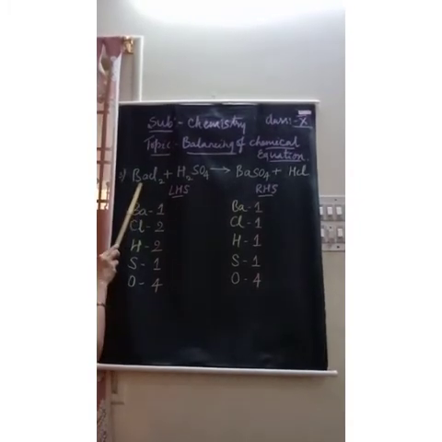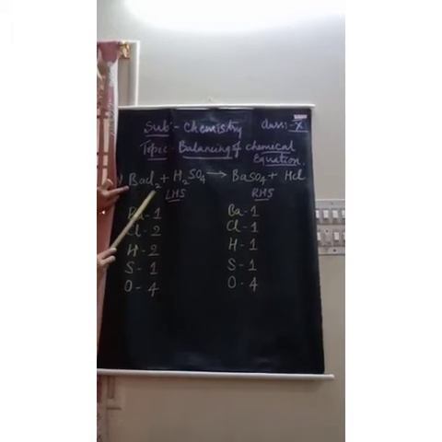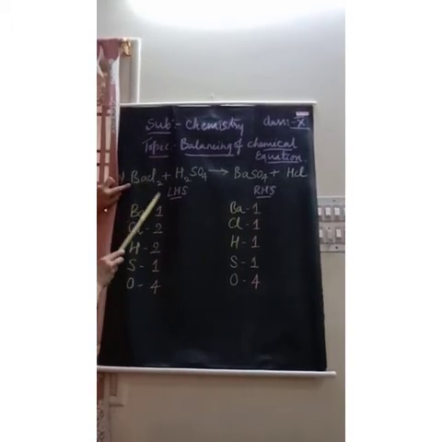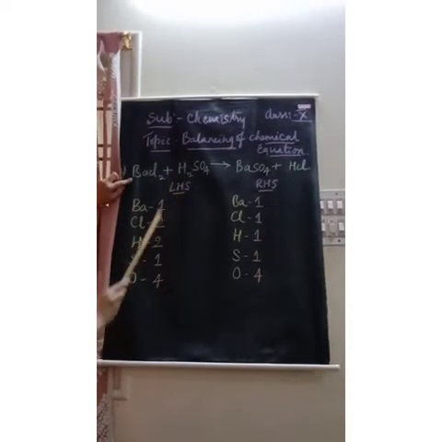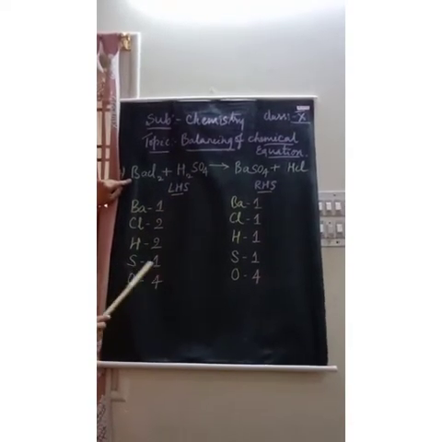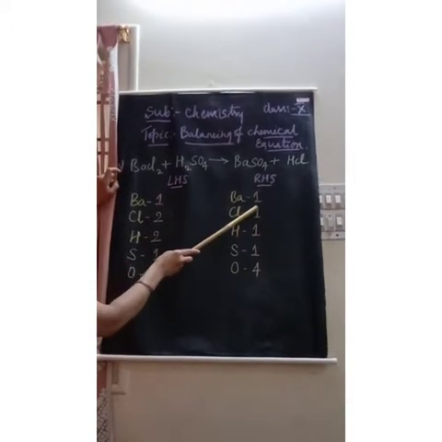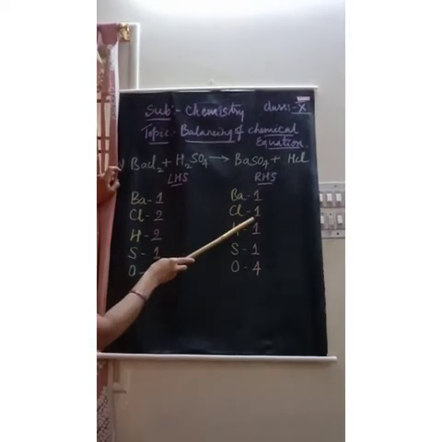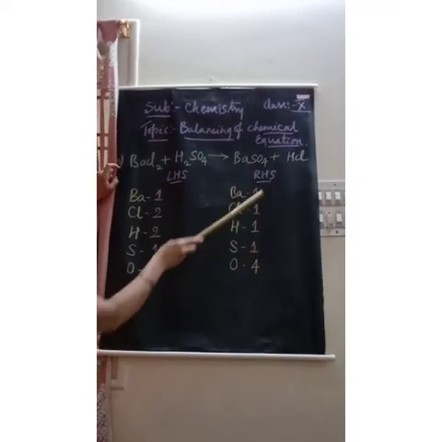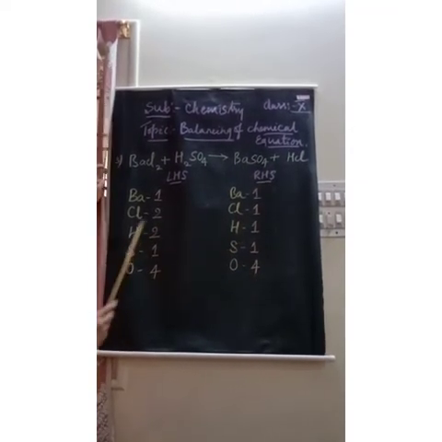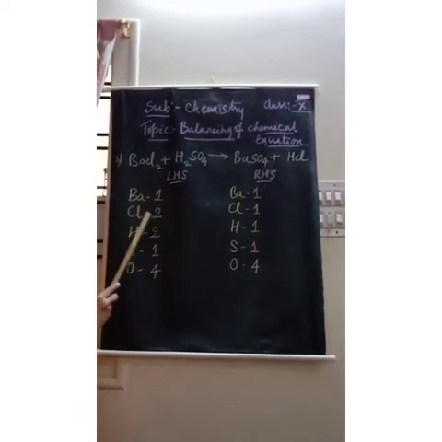So how many atoms of barium in the reactant side? 1. Ba 1. What about chlorine, children? 2 atoms of chlorine. Next hydrogen. Hydrogen how many? 2 atoms. Sulfur 1. Oxygen 4. Clear? Next, barium 1. Chlorine 1. Hydrogen 1. Sulfur 1. What about oxygen? 4.